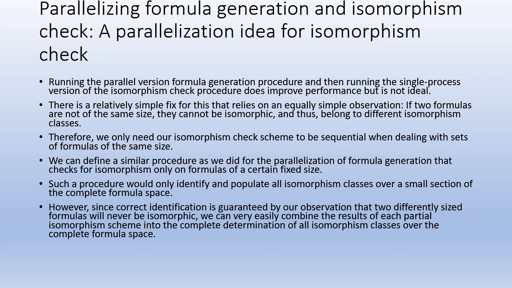We can define a similar procedure as we did for the parallelization of formula generation that checks for isomorphism only on formulas of a certain fixed size. Such a procedure would only identify and populate all isomorphism classes over a small section of the complete formula space. However, since correct identification is guaranteed by our observation that two differently sized formulas will never be isomorphic, we can very easily combine the results of each partial isomorphism scheme into the complete determination of all isomorphism classes over the complete formula space.